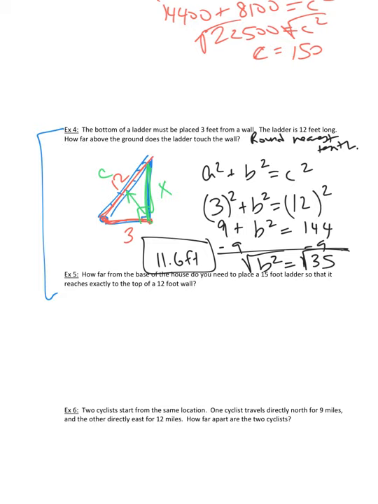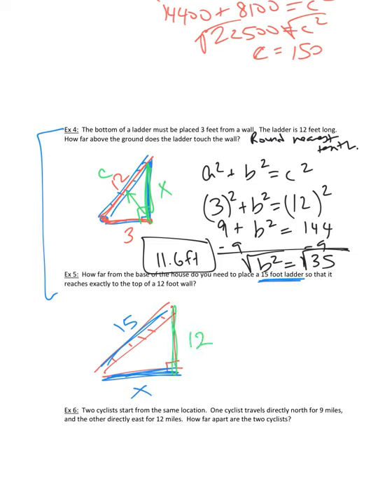How far from the base of the house do you need to place a 15-foot ladder so that it reaches exactly to the top of a 12-foot wall? So you could pause the video and try that on your own. The ladder leans. How far from the base of the house, so meaning the bottom of this part here, do you need to place the ladder? So that's x. The ladder is a 15-foot ladder. That's the length of the ladder. That's the hypotenuse, so that it reaches exactly to the top of a 12-foot wall. So they're talking about the vertical distance is 12 feet.